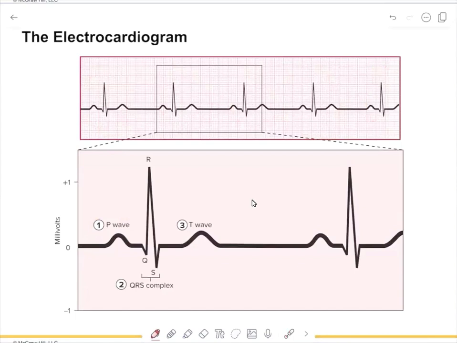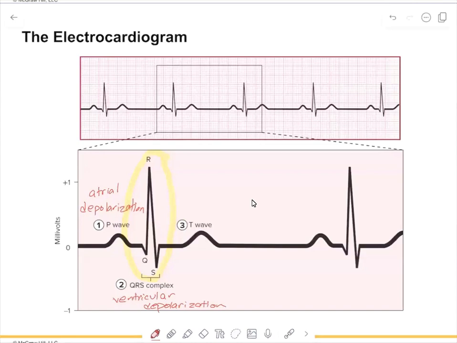So within one of these heartbeats, we see the P wave, which is atrial depolarization. So the electrical events are spreading throughout the atrium. The QRS complex is responsible for ventricular depolarization. So the electrical activity is spreading throughout the ventricle while this is occurring. And during this period, there's another wave which is covered up, which is responsible for atrial repolarization.